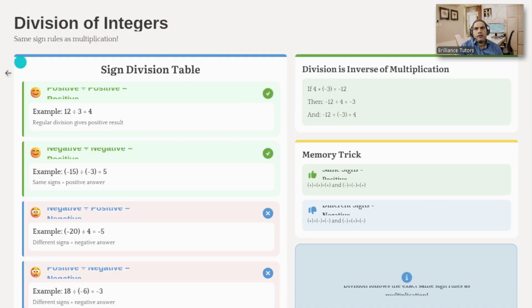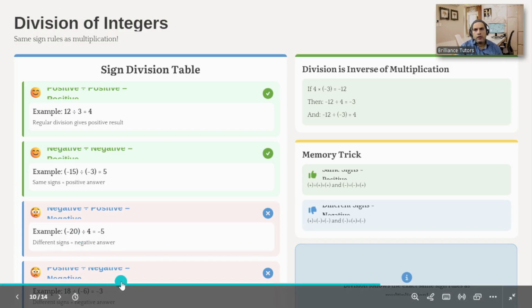Division of integers. When you divide with the same sign, it always gives a positive result. Negative divided by negative is always positive, and positive divided by positive is positive. When the signs are opposite, the result is negative.